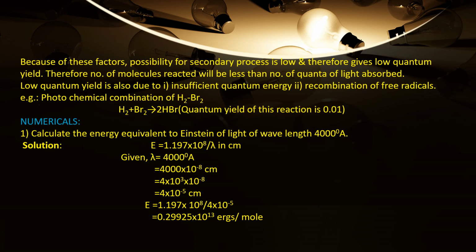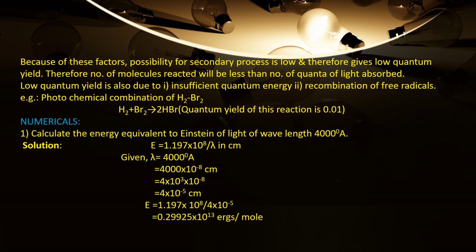Photochemical reaction of H2 and Br2: this reaction has a quantum yield of 0.01, which is less than 1. So, this is about reasons for high quantum yield and low quantum yield. We have learned in this video what is quantum yield or quantum efficiency. Next, reasons for high quantum yield and reasons for low quantum yield.